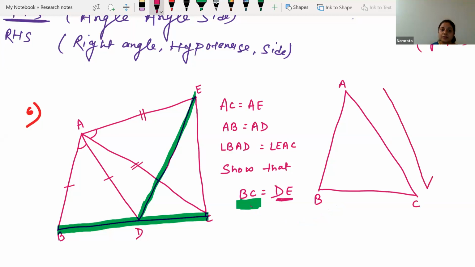ADE. I have drawn it separately, but both the triangles are just mixed with each other. Can you visualize both the triangles in the actual figure? Triangle ADE and triangle ABC.